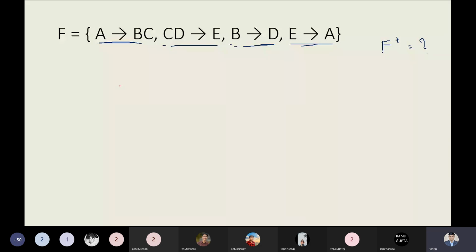Solve it, or should I explain? Just tell me right now. Okay, so I'm telling you right now, and I will share some examples later on. But let me explain this concept right now. I hope it will be easy for all. A determinant to BC. I'm choosing the first FD, this one.